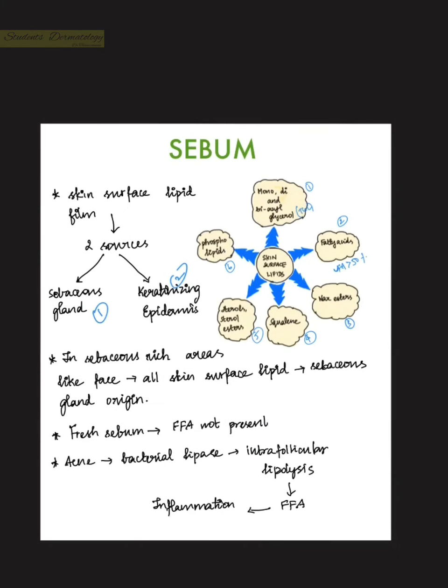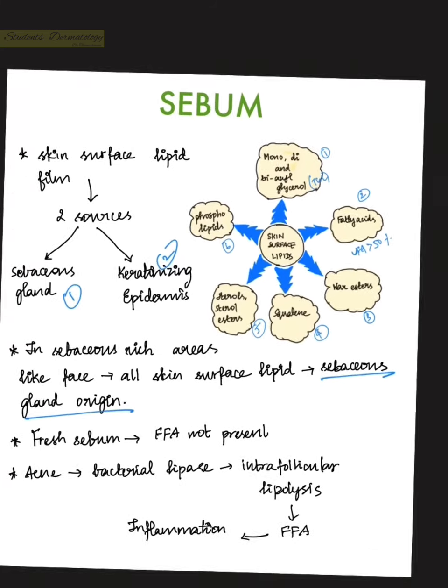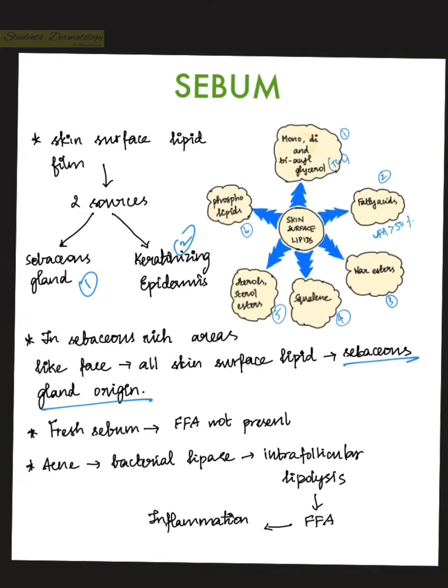In sebaceous rich areas like the face, all the skin surface lipids are of sebaceous gland origin. In fresh sebum, free fatty acids will not be present. If you see, both the sebaceous gland and keratinizing epidermis contain skin surface lipids. So how do they differ? The sebaceous gland naturally does not contain free fatty acids, whereas the keratinizing epidermis naturally contains free fatty acids.